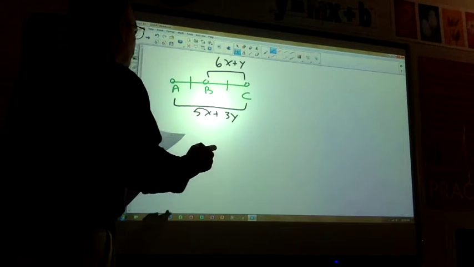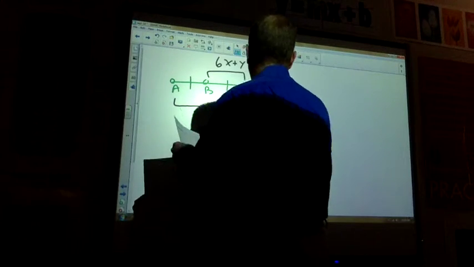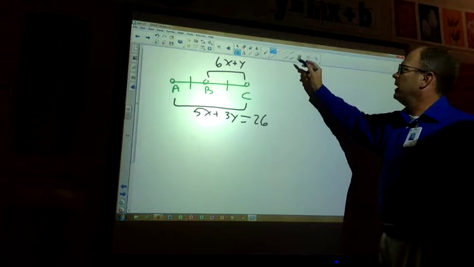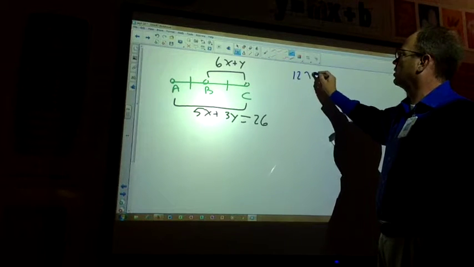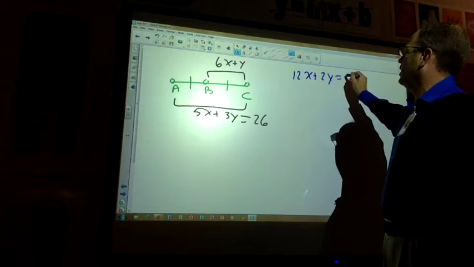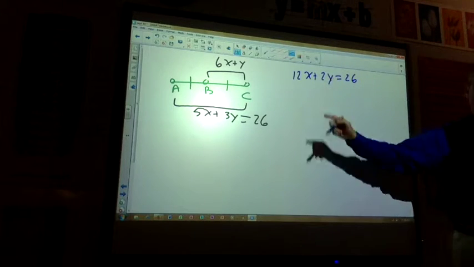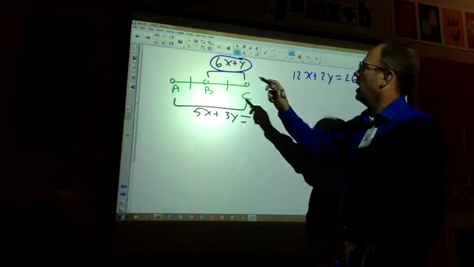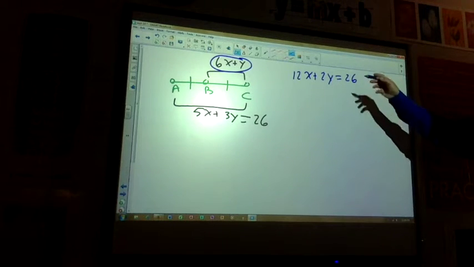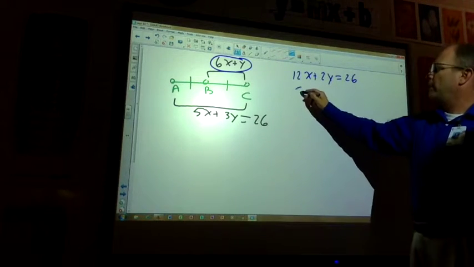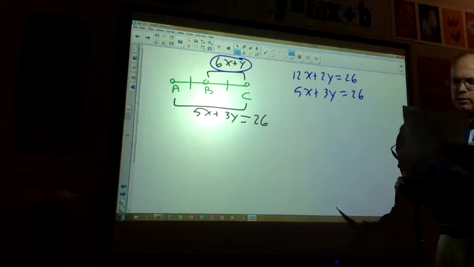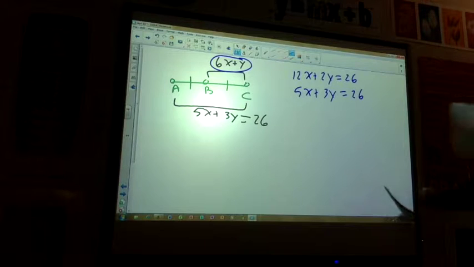The whole thing is 26 as well. So that's equal to 26. Are we okay so far? Yes. Okay, so that would mean that 12x plus 2y has to equal 26. Why can I say that right there? It's the midpoint. If I double this, I know the whole thing has to be equal to the whole length. And then I have 5x plus 3y equals 26. Using our elimination, we should be able to get through. Let's see, 5x plus 3y equals 26, 12x.